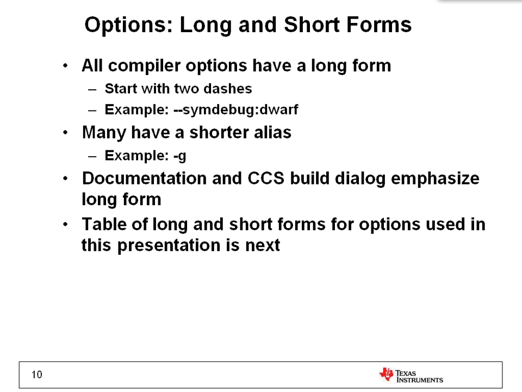I've been talking about compiler options. One detail I want to relate here is all compiler options have what we call a long form. The long form of the option starts with 2 dashes, and here's an example right here: --simdebug:_dwarf. Many options, not all of them, have a shorter alias, and the alias for --simdebug:_dwarf is -g.